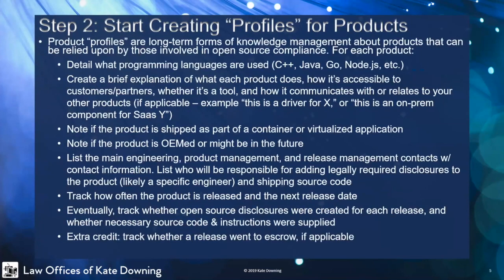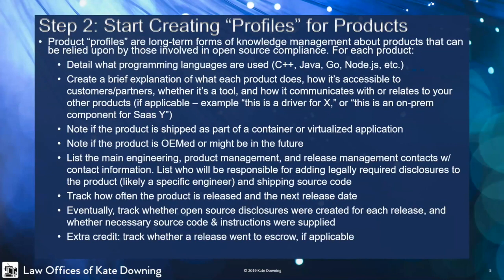So step 2 is create profiles for each of those products that you identified. This profile basically includes everything that an open source compliance person will ask you about a product and will want to know before they tell you what kind of policy makes sense for that product. So these are the questions that I ask people about their products when I'm trying to create a policy for them. One of the first questions is, what are the programming languages you use?